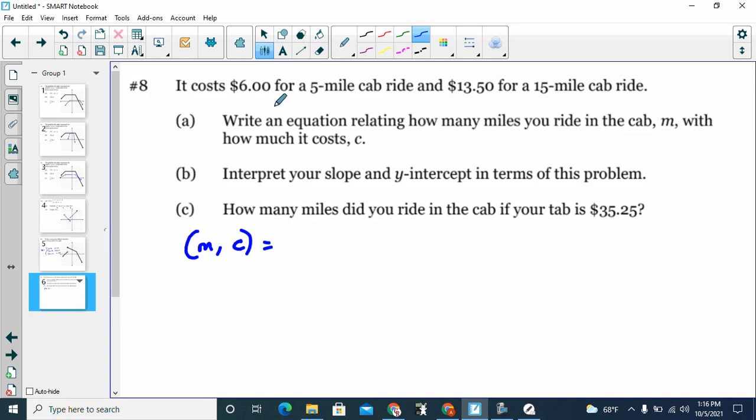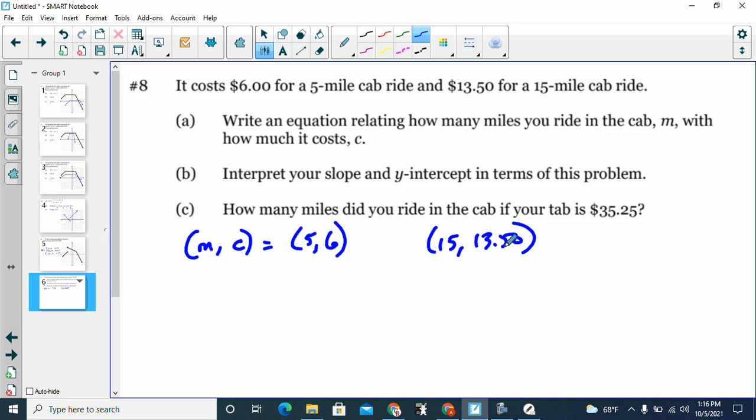So one of the points they give us is that if we ride 5 miles, 5 should be my X, it costs $6, that should be my Y. And the other point should be 15 miles, matches up with a $13.50 cab ride. We need to write the linear equation that passes between those 2 points.